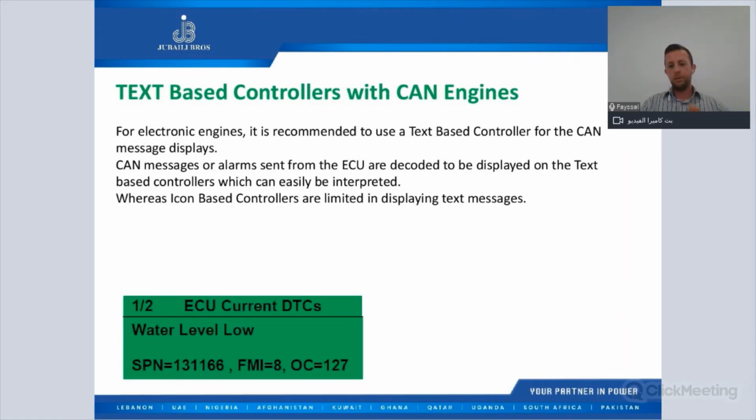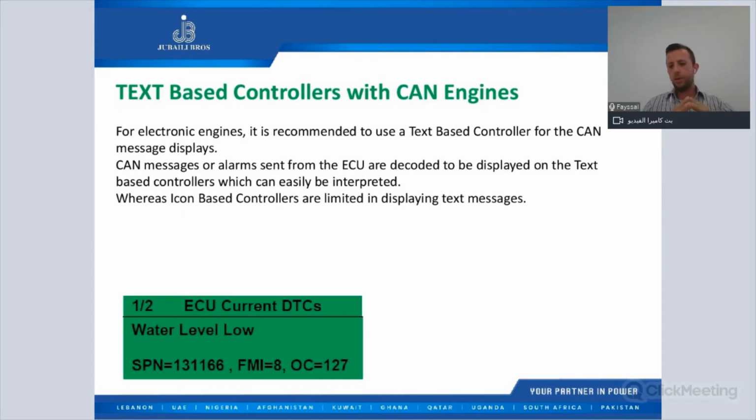So when it comes to controllers, many of you know there are different types of controllers. Normally, our standard controller is a DSE6110, which is a text-based controller. Now, for electronic engines, it is recommended to use a text-based controller for the CAN message displays. CAN messages or alarms sent from the ECU are decoded to be displayed on the text-based controllers, which can be easily interpreted, whereas icon-based controllers are limited in displaying text messages.